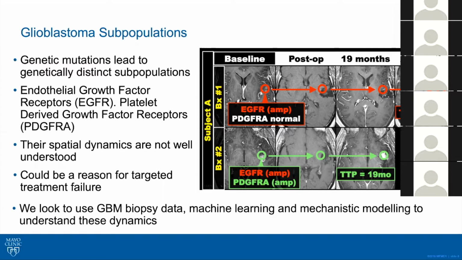Unfortunately, the spatial dynamics of these different subpopulations isn't really well understood. It could be a reason that clinical trials which focus on EGFR upregulated subpopulations haven't shown great results so far. So we're looking to use GBM biopsy data alongside some mechanistic modeling, ideally machine learning, which I'll speak about towards the end of the talk, to understand how these subpopulations interplay with each other.